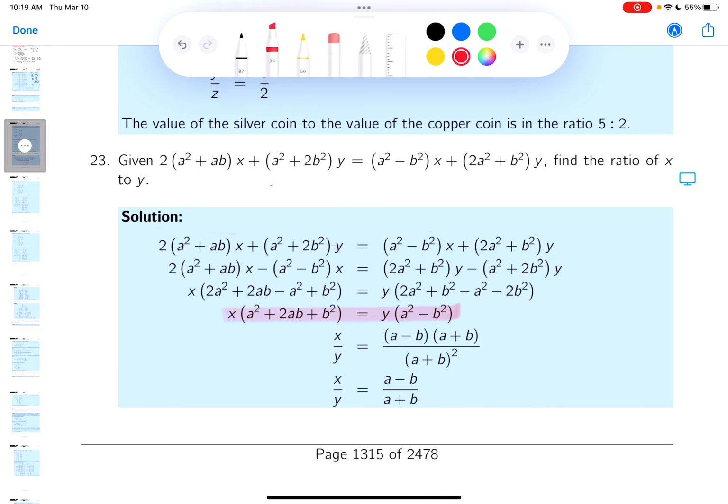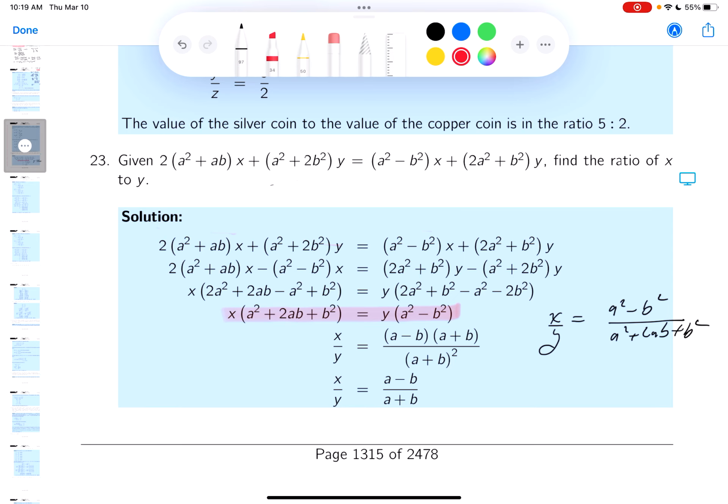What I would do is just get the ratio down. If you wrote the ratio down, x over y, what do you get? Well, you get x over y would equal a squared minus b squared over a squared plus 2ab plus b squared. By the way, you actually did what you were asked to do, but I think they want you a little bit further than that.